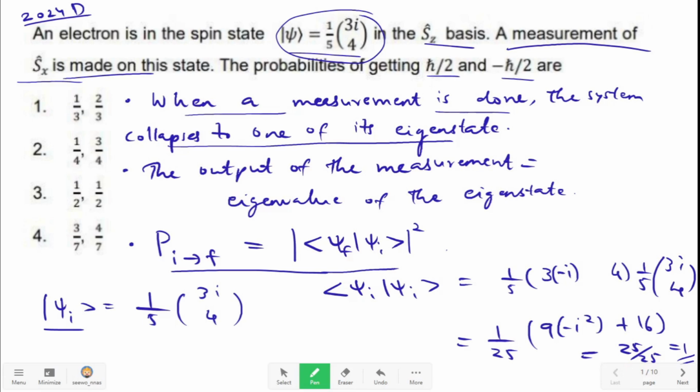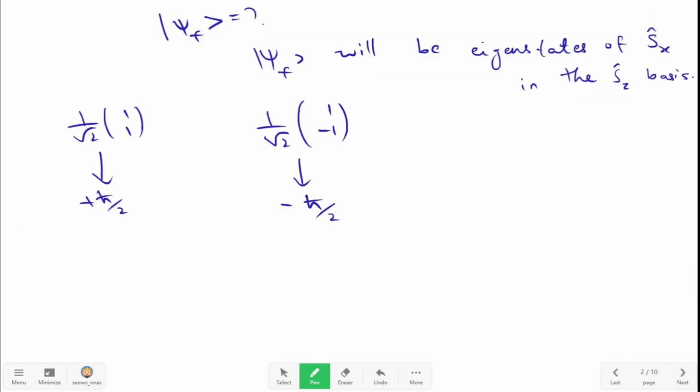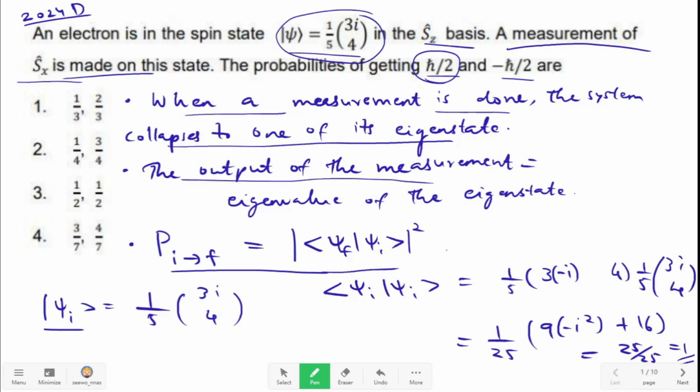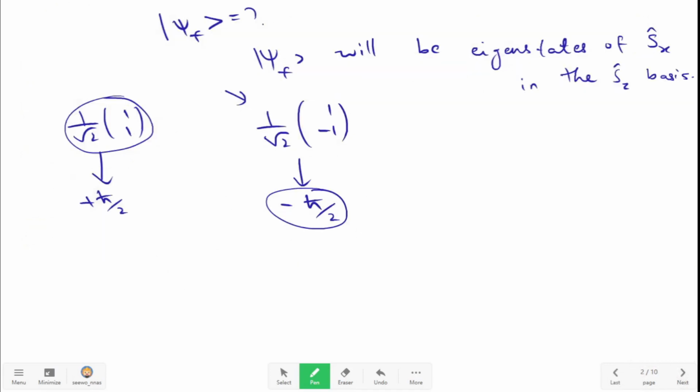Now for the probabilities of getting h cut by 2 and minus h cut by 2: if we get the output h cut by 2, then the final state is 1 by root 2 times (1, 1). If we get the output minus h cut by 2, then the final state is 1 by root 2 times (1, minus 1). Because according to the second point, the output of the measurement is the eigenvalue of the eigenstate. So if we get h cut by 2, it is in the eigenstate with eigenvalue h cut by 2, that is 1 by root 2 (1, 1), and if we get minus h cut by 2, it is in the eigenstate 1 by root 2 (1, minus 1).